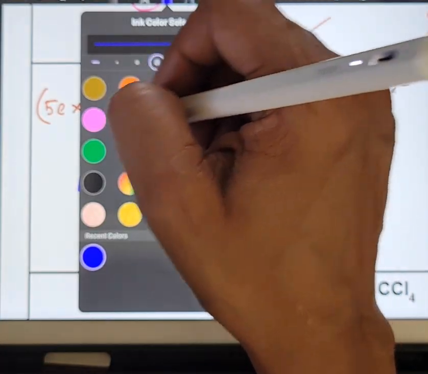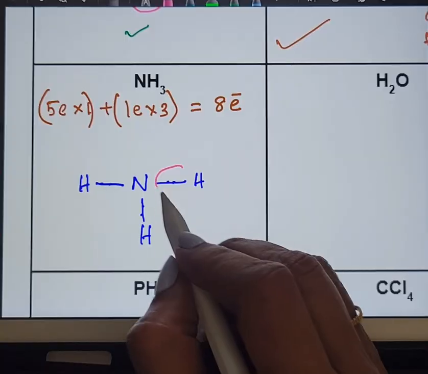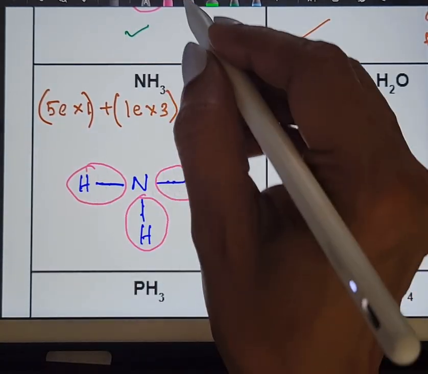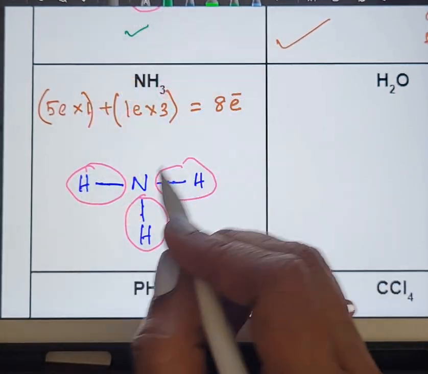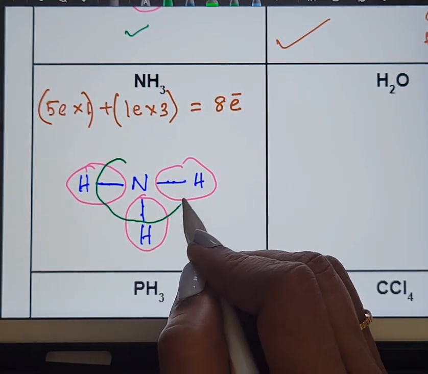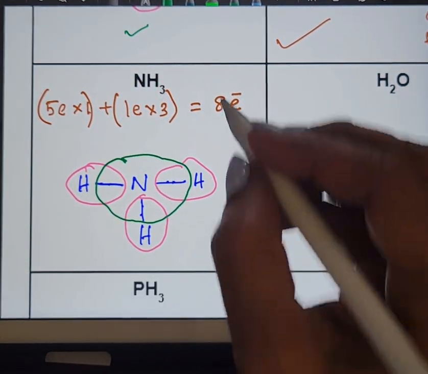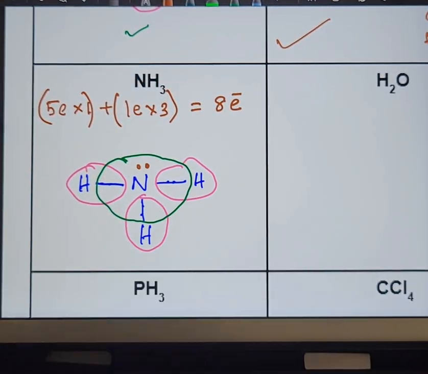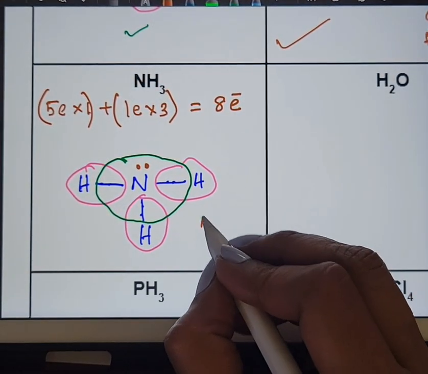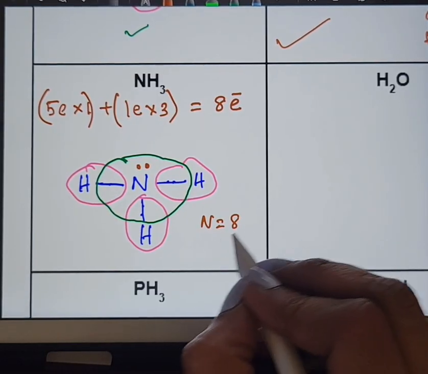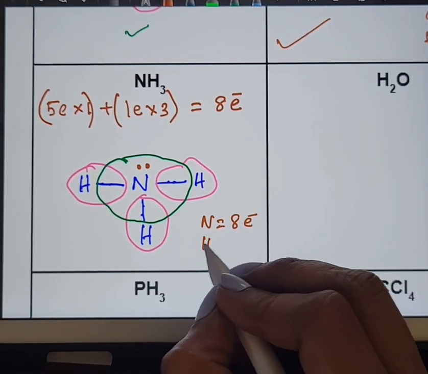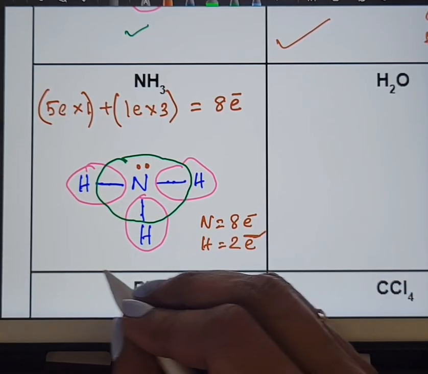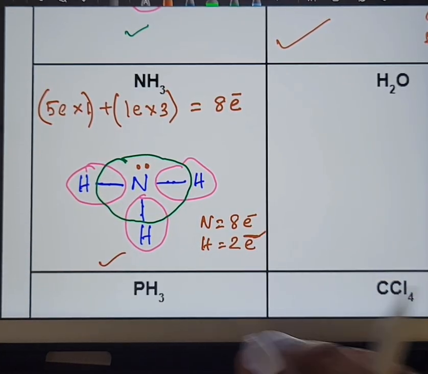So I am going to check whether hydrogen is happy. Yes, hydrogen is already happy now. Then look at nitrogen. Nitrogen has only how many now? Only 6. And we have 2 more remaining. So I will give those 2 more electrons to nitrogen. So now nitrogen has 8 electrons and hydrogen has 2 electrons. Both of them are happy. So the structure is correct.